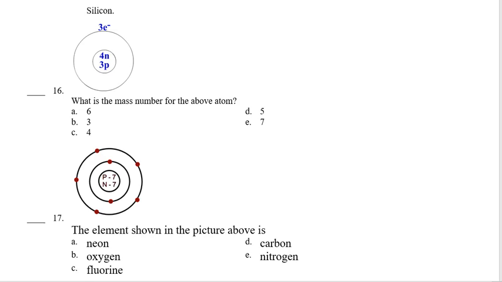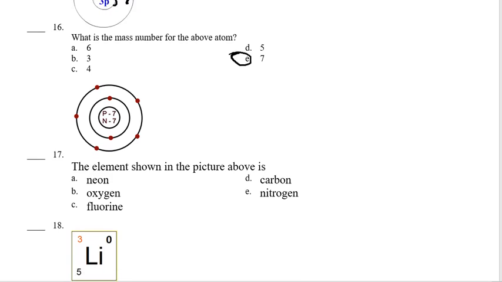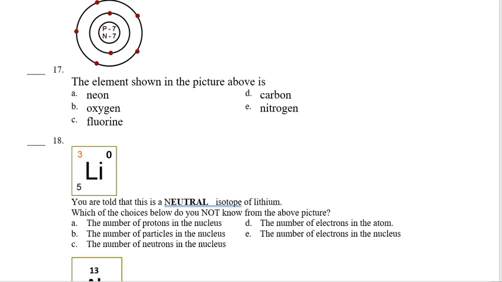So the mass number is the sum of the protons and neutrons. This has a mass number of 7. That's an easy question. The element shown in the picture above is, well, 7 protons. It's nitrogen.